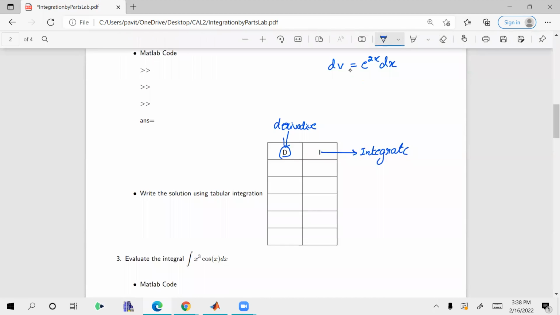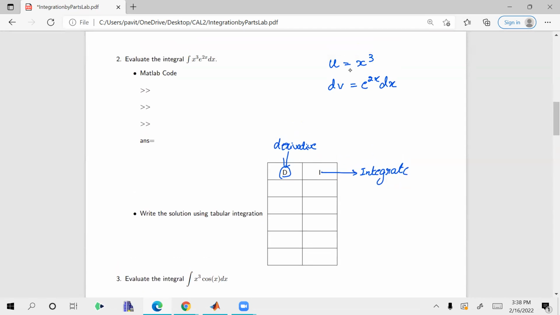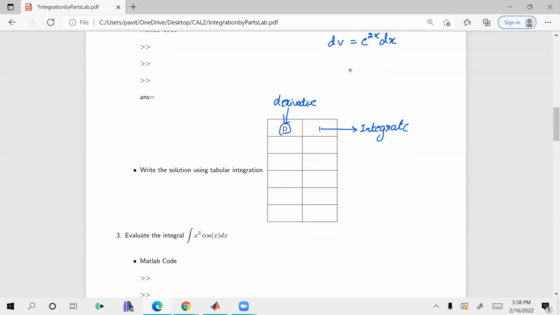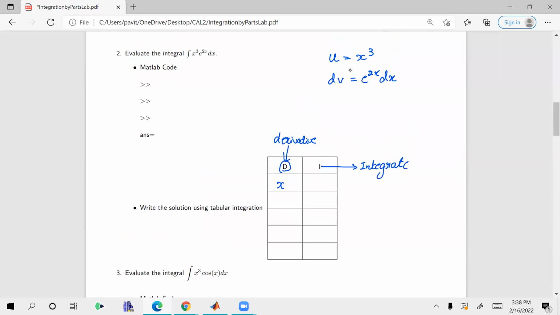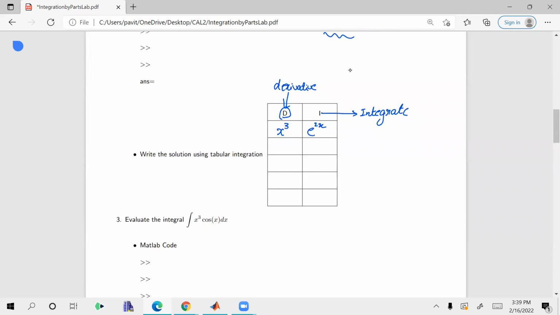Now you are going to do the same thing here. In tabular integration, you put the u function in the derivative column and the dv function in the integration column. Clear? So what is the next thing? As I said, d stands for derivative. So you're going to differentiate this function until the end. Let's see how to do that.